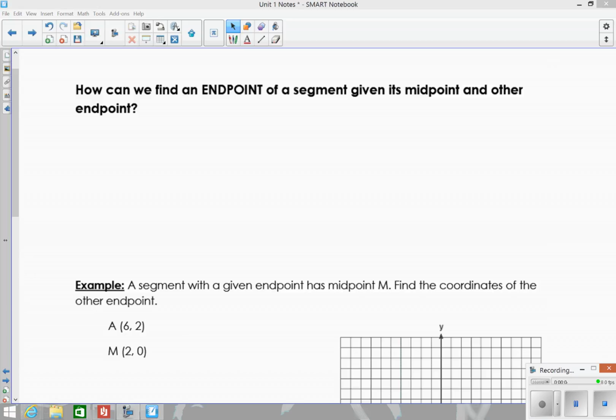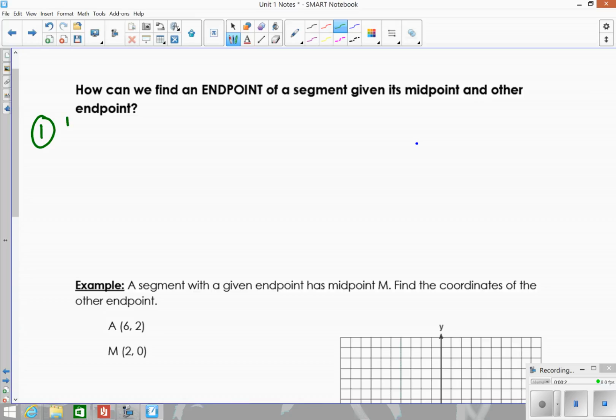In this video, we're going to look at how we can find an endpoint of a segment given its midpoint and another endpoint. So first thing is we'll look at how do we do this graphically. If we're going to do this graphically, you're going to want to plot your endpoint and the midpoint, and you're going to want to count the distance.